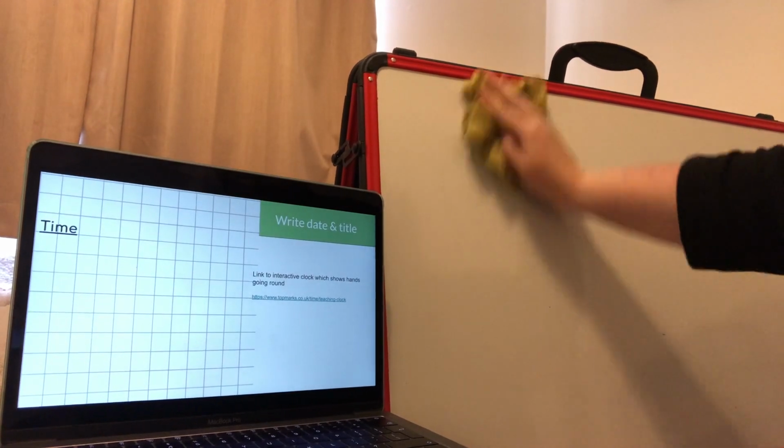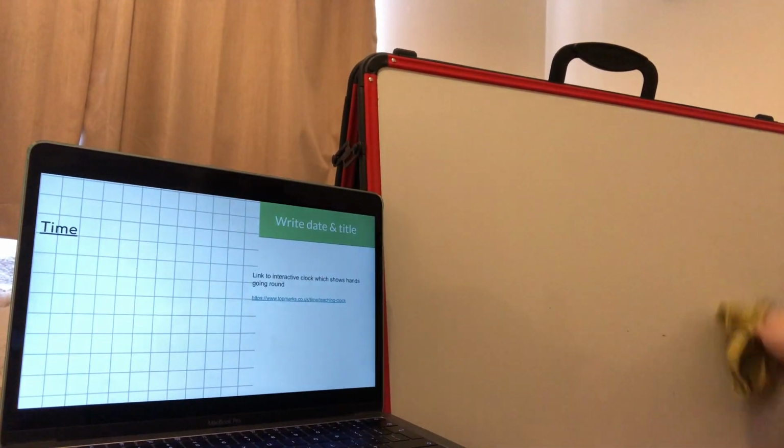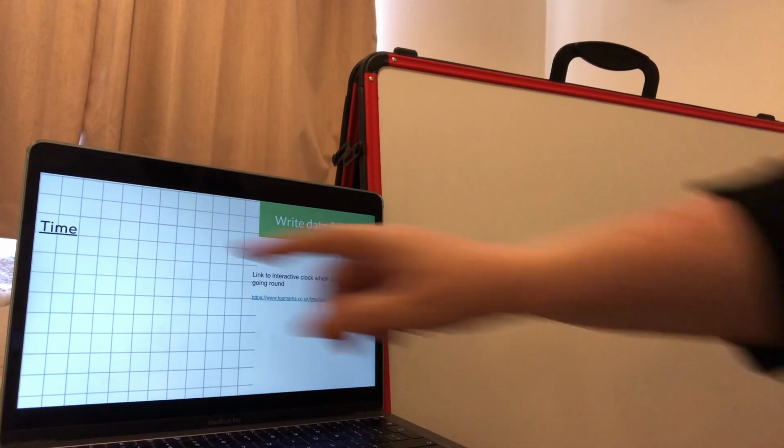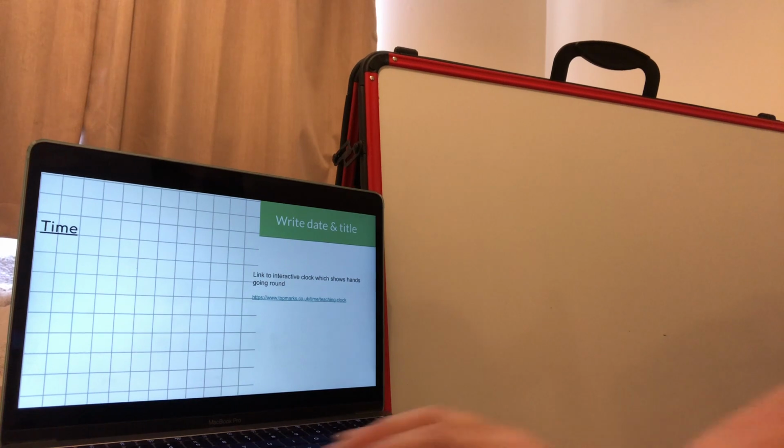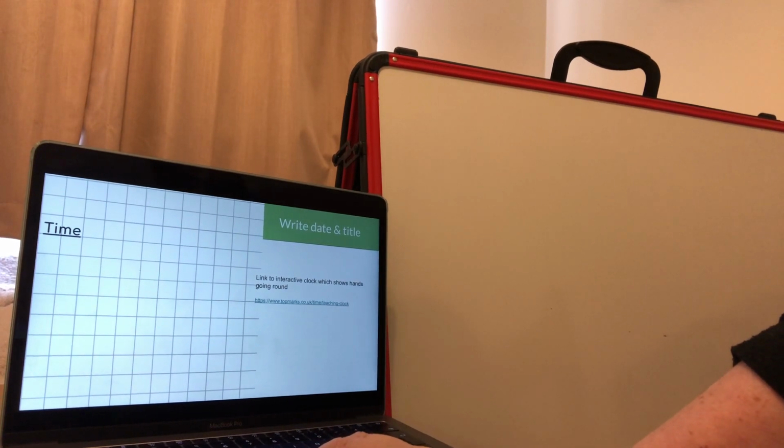Okay, so hopefully you've had a good go at that place value fluency. Now we're going to move on to time. So if you could write that title in your book or on your paper. And we're going to have a look at some clocks. Remember, you can pause the video anytime you need to write anything down.